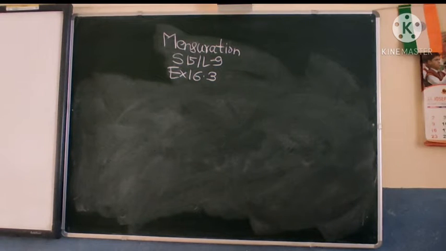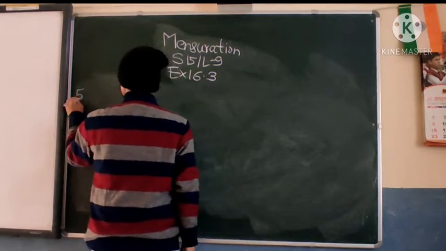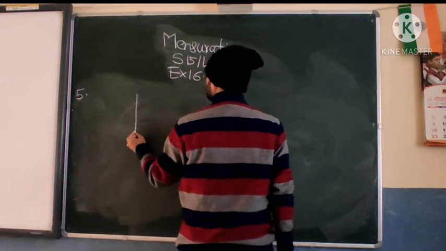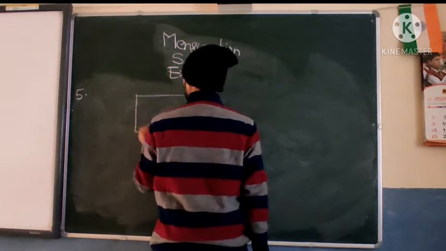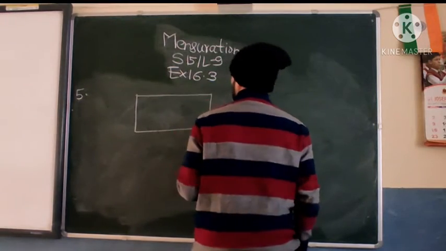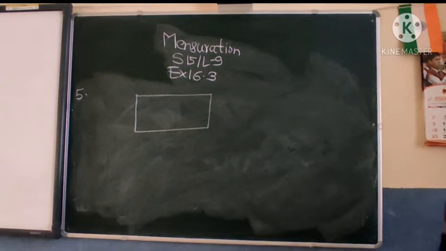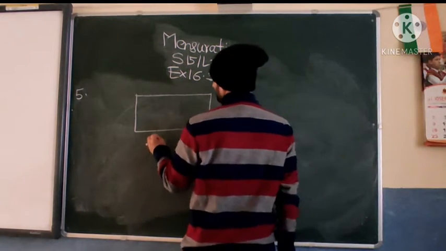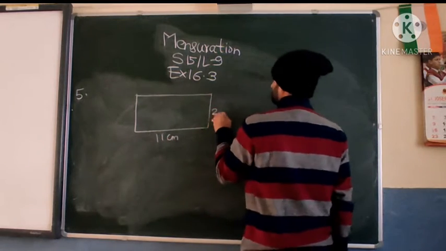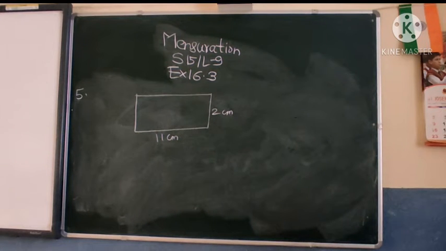Now see, there is a question. A sheet is 11 cm long, 2 cm wide. That means they are giving us a sheet there. Don't try to see at first. So the sheet is basically in the form of a rectangle. This is 11 cm. Now see, they are saying calculate circular pieces of 0.5 cm in diameter cut from the rectangular sheet.